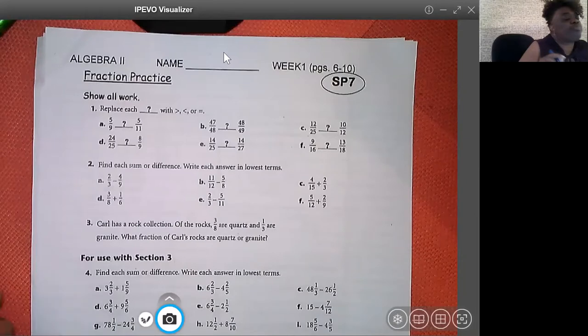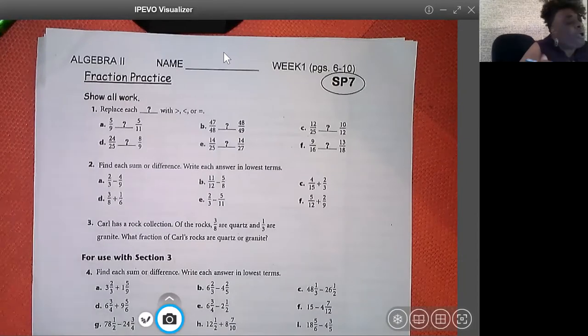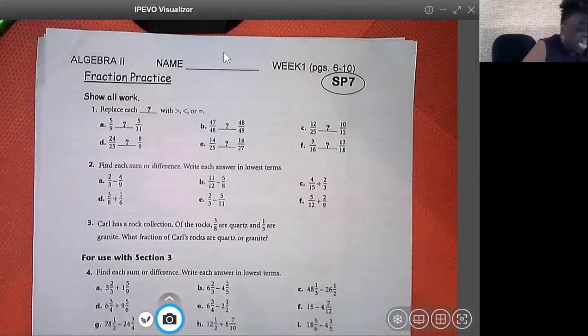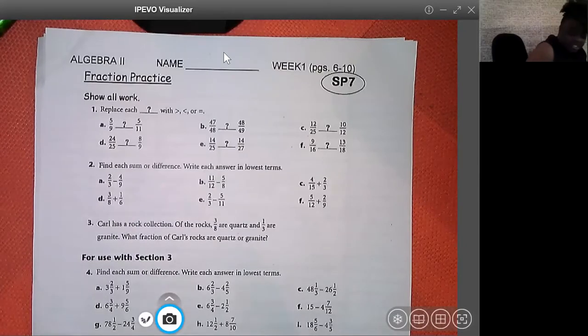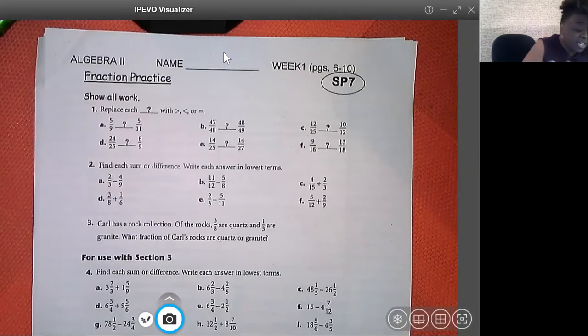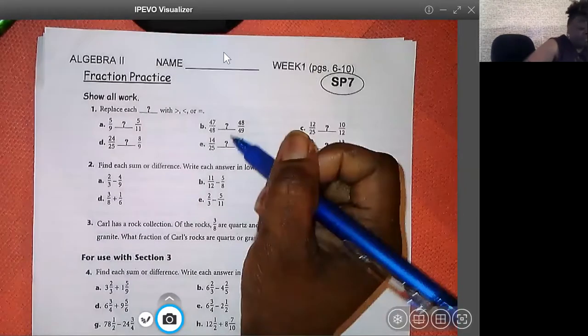We're looking at the fraction practice on section 7. We start off with comparing fractions, then adding and subtracting fractions, multiplying, and dividing fractions. So we'll just go through a couple off of each section, so make sure we all know how to do it.